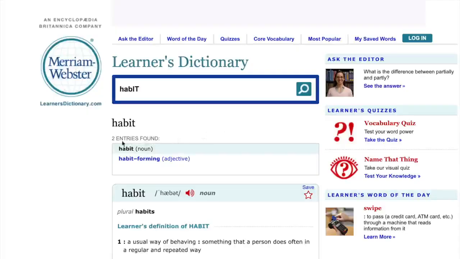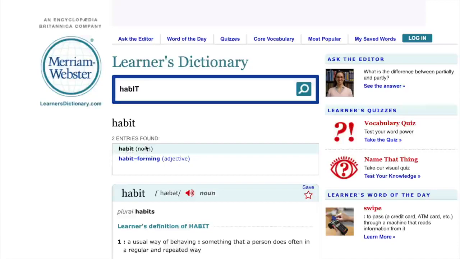Okay, so the first thing we need to do is go to a dictionary. I recommend the Merriam-Webster Learner's Dictionary. I'll give you the address, but it's easy. It's learnersdictionary.com. Look up the word, and then let's look at the definition.